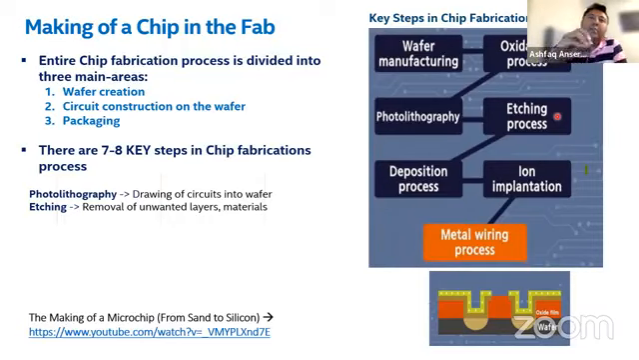Then we add conductive properties to the wafer surface, and we call this ion implantation. And then we add the circuit through some metal wiring. So this is our metal wiring process. So that's overall what we do in the fab.